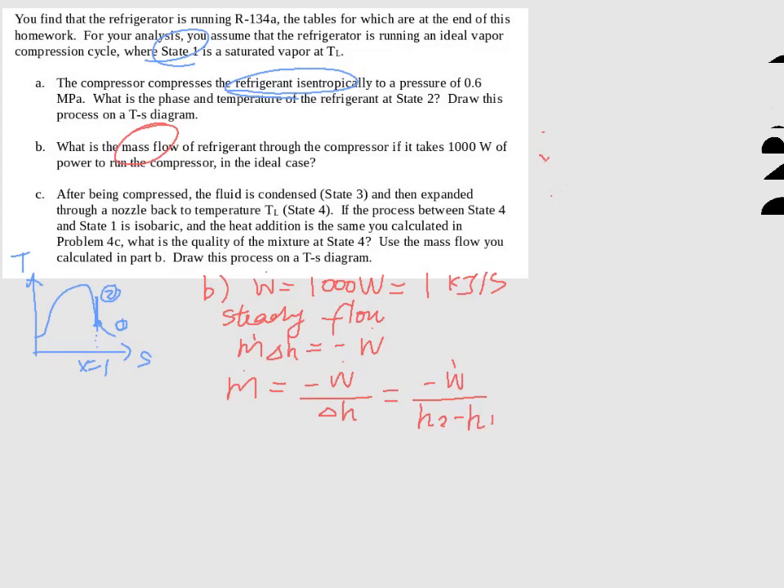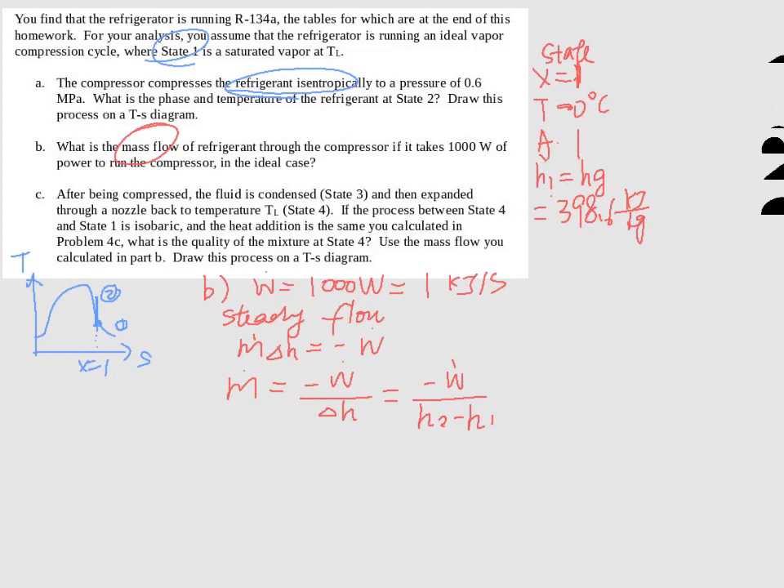If you recall from the previous video, we know that at state 1, x is equal to 1 and the temperature is 0 degrees Celsius. So if we just go to table A.1, we can find that H1 is equal to Hg, which is 398.6 kilojoule per kgK. Kilojoule per kg. kgK is for entropy, sorry. So it's just kilojoule per kilogram. Okay, so this is H1.